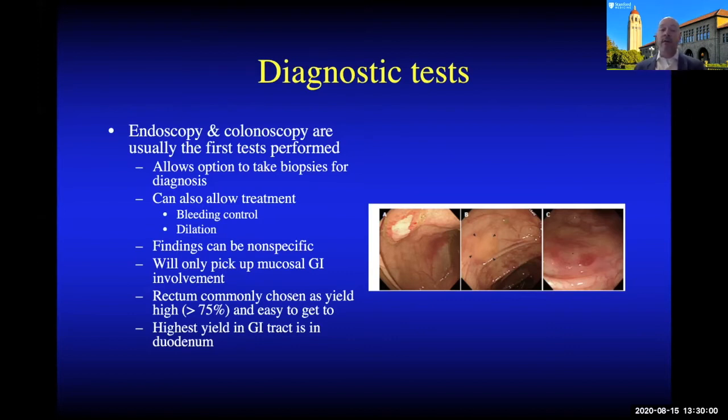Most of the time, the findings are relatively non-specific, and it's important to know that this will pick up only the mucosal deposition. So if we're concerned about nerve involvement affecting the gut, or if we're concerned about muscle involvement affecting the gut, we may not pick it up from the biopsies themselves. Typically, if we're doing endoscopy or colonoscopy to try and get biopsies and look at amyloid, the site that's often performed is rectum, with the idea that it's very readily accessible, it's simple to get to, it's less invasive, and the yield from that versus other GI sites is thought to be about 75%. The highest yield of biopsies is felt to be in the upper small bowel.